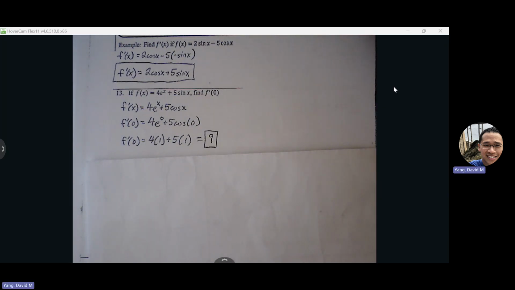Right, so here's f prime of x. e stays as e to the x. Sine becomes cosine. Then we can plug 0 in. In this case, I think we can clean up a little bit. e to the 0 is 1. Cosine of 0 is 1. So that cleans up nicely to just add to B9.